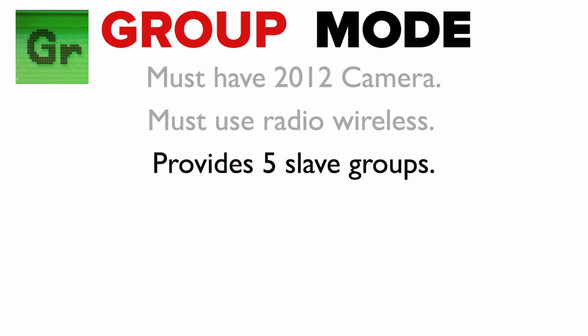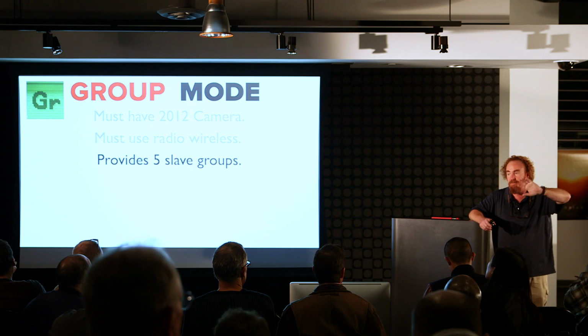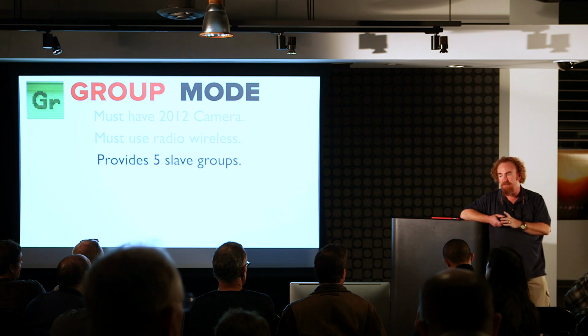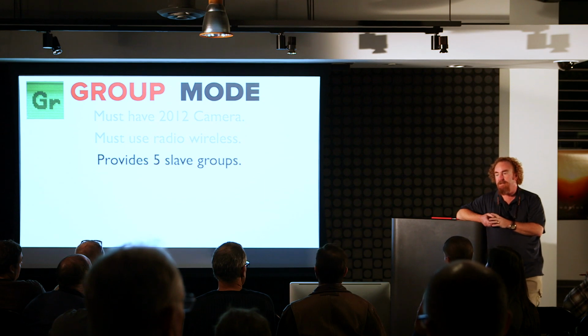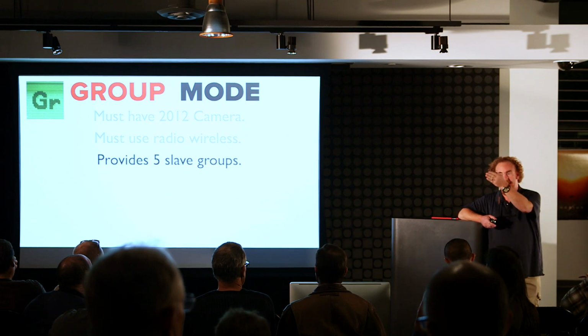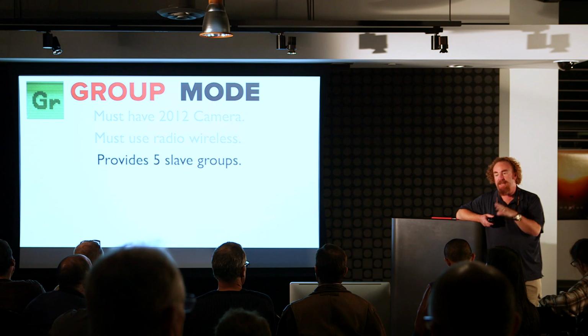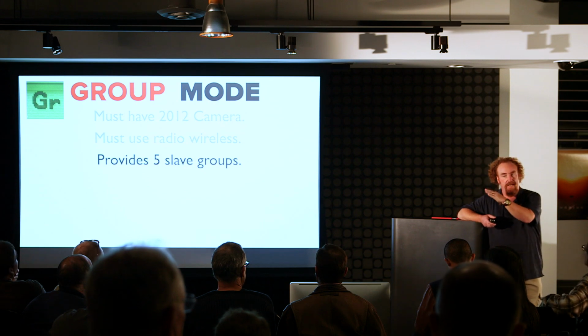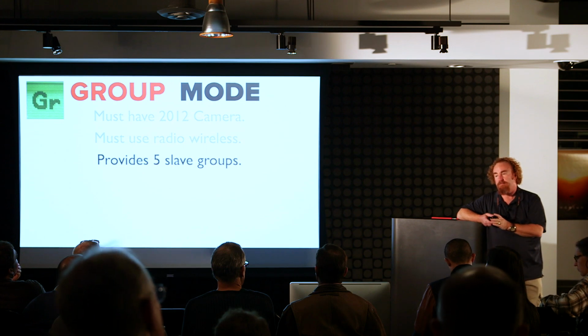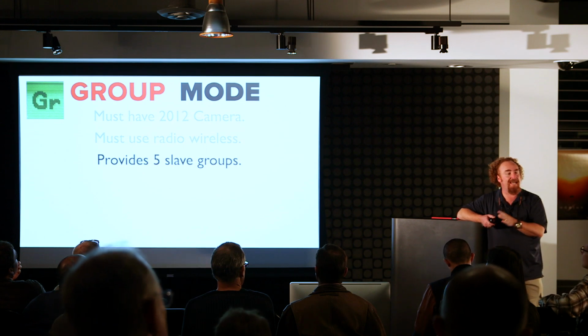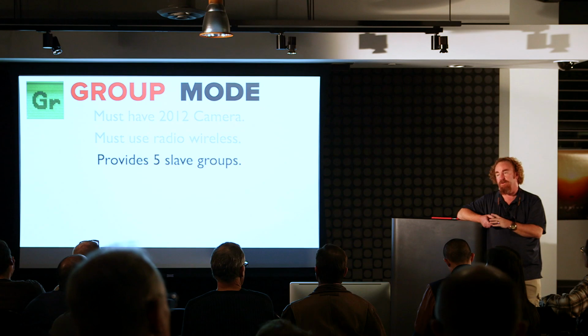Now, one of the reasons that I love group mode is that it gives us 2 additional groups. In optical wireless, we can go A and B and C. Master, if it's going to be an enabled master, as a quick reminder, is always a member of group A. But your slaves can be A or B or C in the optical system. In the radio system on a pre-2012 camera, it's A or B or C with radio. But group mode gives us A through E. It gives us 5 groups.